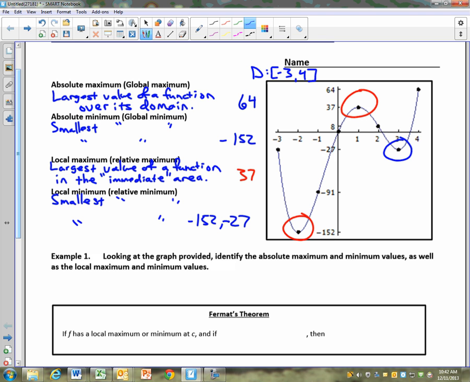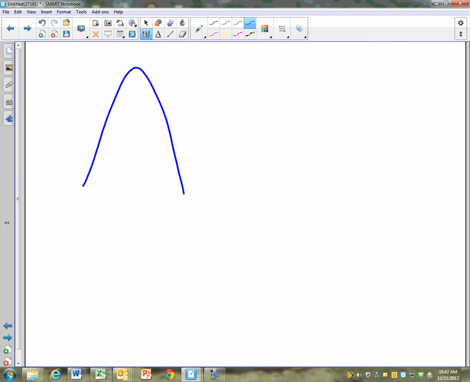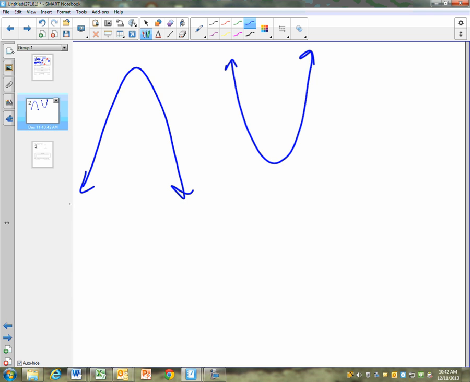If you think about simply a parabola that goes upside down, is that a local maximum? Is it a global maximum? Yes, it's both. And same thing if we draw it the other way, it is both a local minimum and a global minimum. So that's the terminology for today. You got that? Okay.